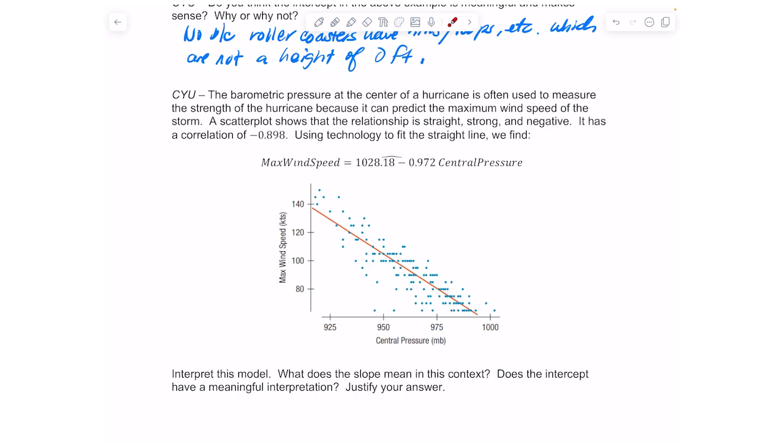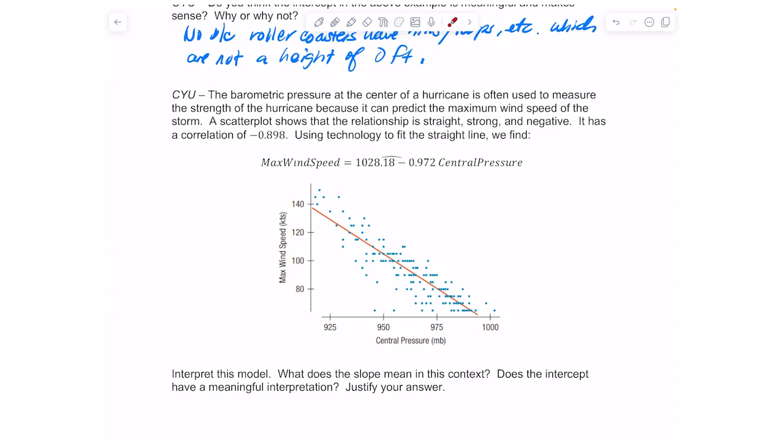The barometric pressure at the center of a hurricane is often used to measure the strength of the hurricane because it can predict the maximum wind speed of the storm. A scatter plot shows the relationship is straight, strong, and negative. As we learned in chapter 6, we're talking about the direction, the form, and the strength, which we're referring to here, correlation. It has a correlation of negative 0.898.